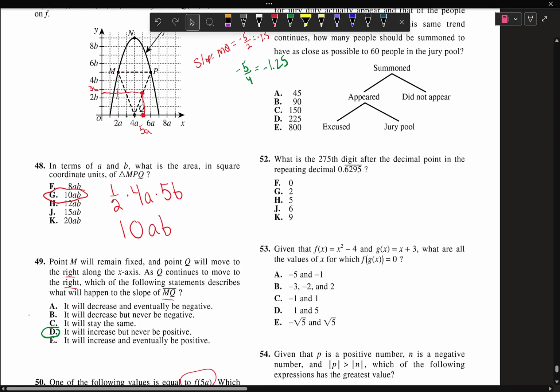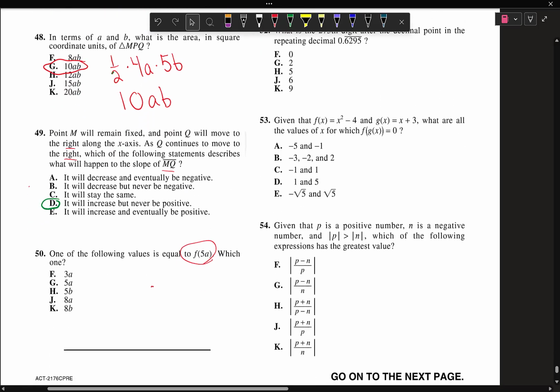So it must be talking about this parabola. So if we keep going up where x is 5a, we intersect the parabola here. If we look over to the left on the y-axis, it's equivalent to 8b.